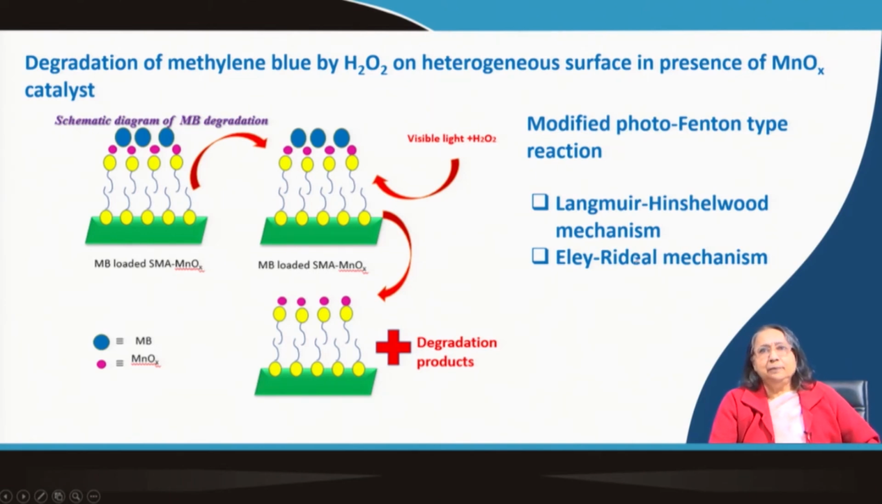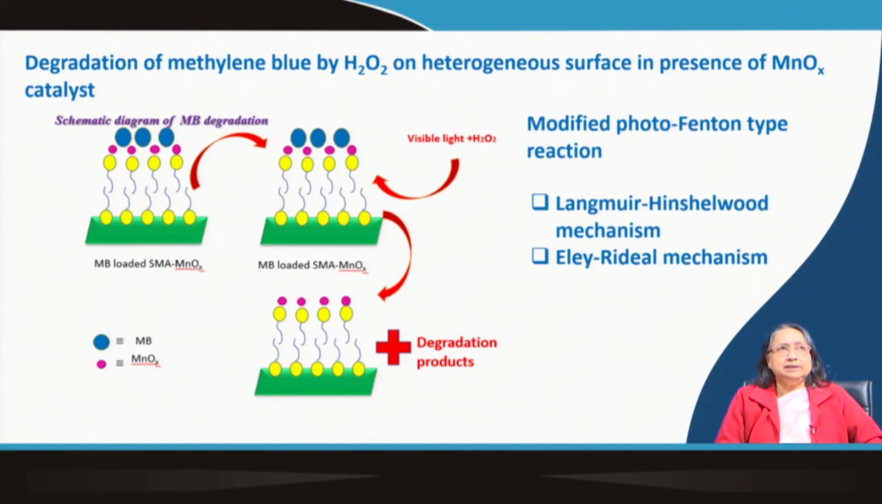Now, this is also very important: there are two types of mechanism prescribed for this type of reaction. One is the Langmuir-Hinshelwood mechanism and another is the Eley-Rideal mechanism. In this type of heterogeneous catalysis, there is a substrate and a reagent, or two substrates. At least one substrate has to be adsorbed on the catalyst surface. At least one. It can be two also, both may be adsorbed, or at least one should be adsorbed.